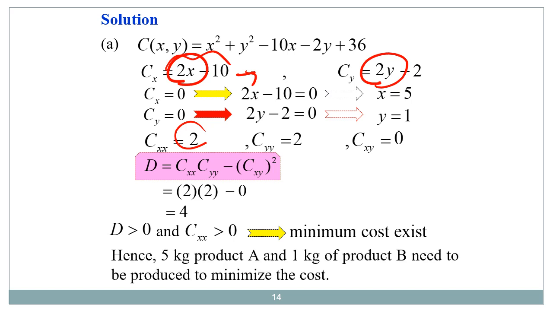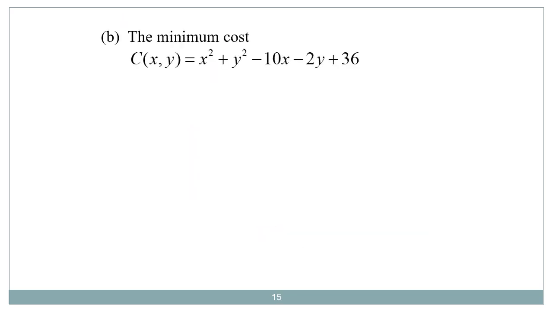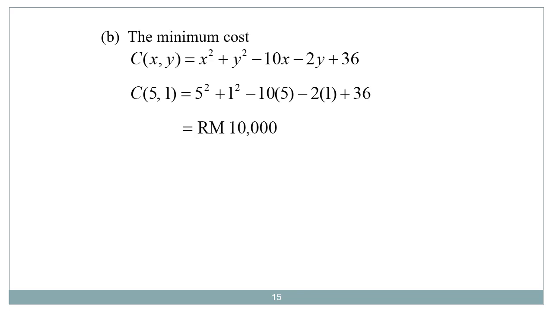Now we have the point already, which is the value of x equal to 5 and y equal to 1. So we can conclude, hence 5 kg of product A and 1 kg of product B need to be produced to minimize the cost. So the next question is to find the minimum cost. The minimum cost we will have when x equal to 5 and y equal to 1. So just substitute the values of x equal to 5 and y equal to 1 into the cost function. So we have 5 squared plus 1 squared minus 10 of 5 minus 2 of 1 plus 36, which is the minimum cost that we will have, equal to 10,000.